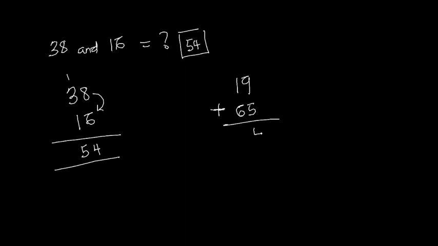As usual, I write my 4 and I carry the 1 and I move it to the second column over here. So it becomes 1 over here. So now it becomes 1 plus 1, which is 2, plus 6, which is now 8. So my final answer is 84.